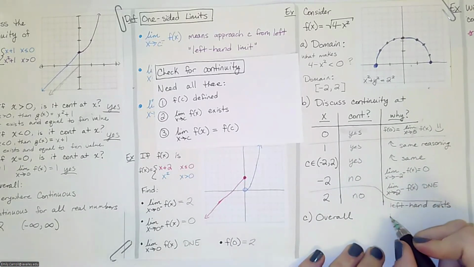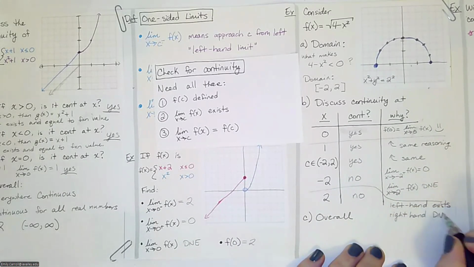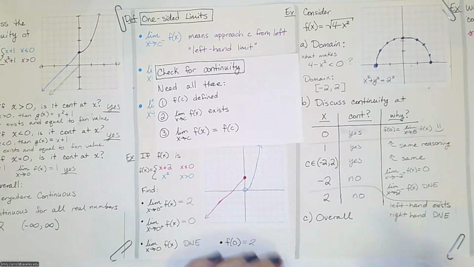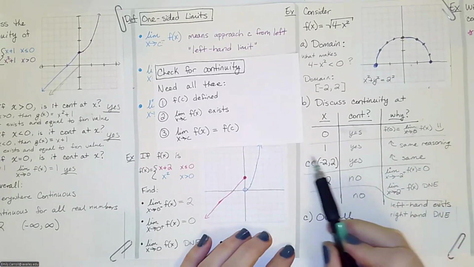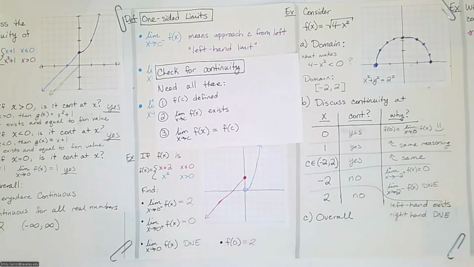Left-hand limit exists. Right-hand limit does not exist. So overall, where is this function continuous and where is it not? It's continuous everywhere except for those little endpoints. Everywhere in its domain except for those little endpoints.